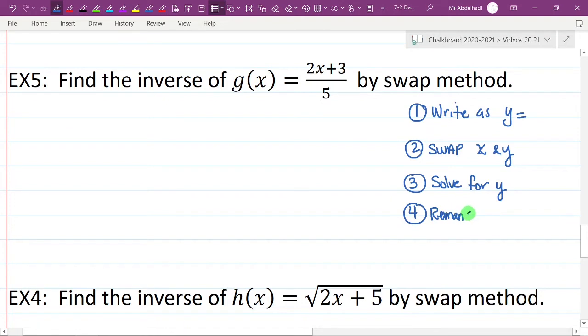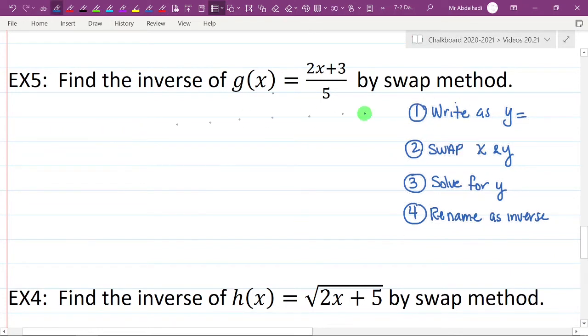You have to rename, it's hard to talk and write at the same time sometimes. You have to rename the equation back to the correct name of the inverse. Rename as inverse. And I'll talk about that when I get there. Okay, so here we go. These are the 4 steps right here, and we're going to be using those for all the problems going forward.